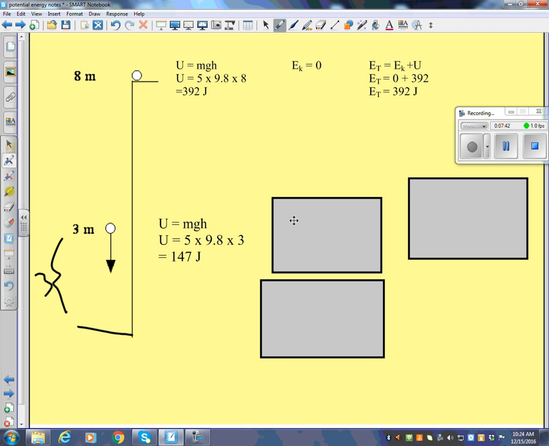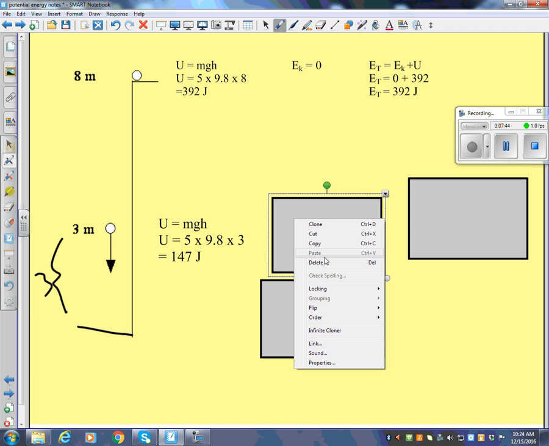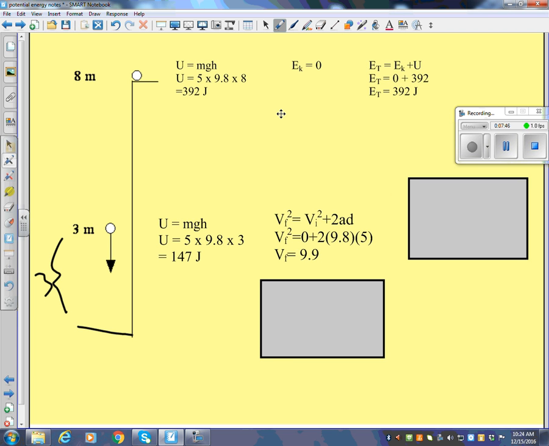Well, we're going to look at it two different ways. I could figure out how fast it's going. Vf squared equals Vi squared plus 2ad. By the way, I sarcastically say thanks to those people that tell grade 11s how to do problems with these formulas. You've created a monster.